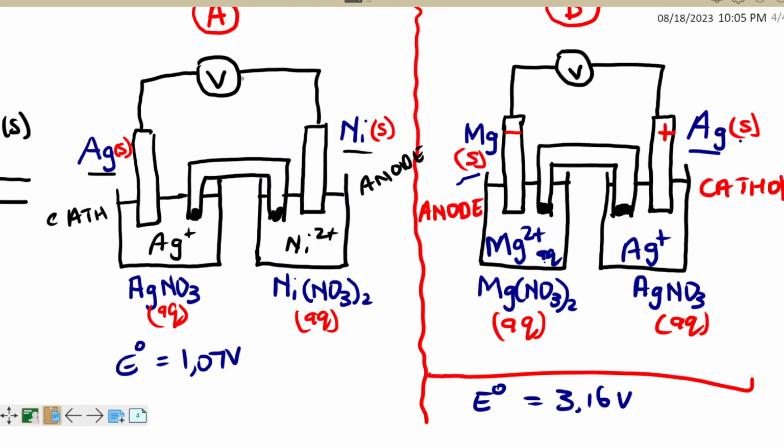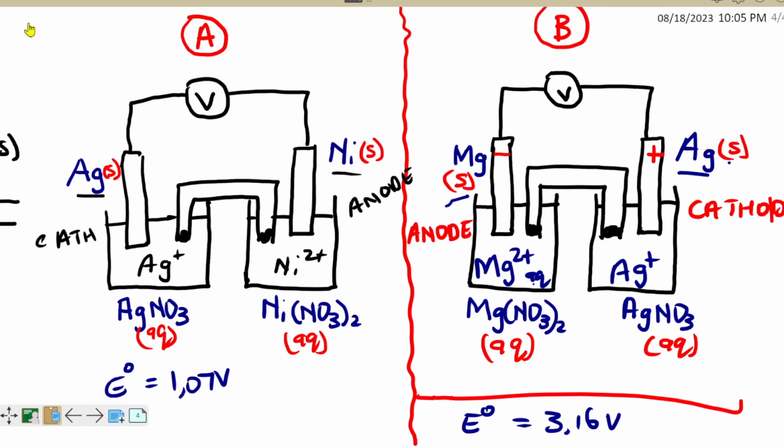Okay, so this is cell A, and that is cell B. Now I want us to look at the potential differences of the two. The E cell for option A is 1.07. The one for option B is 3.16.